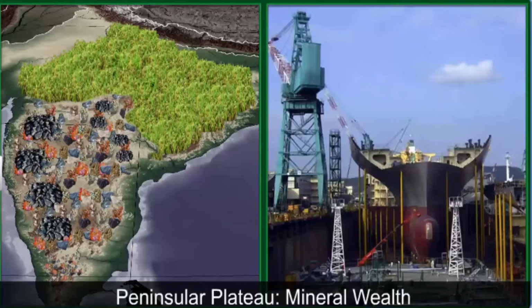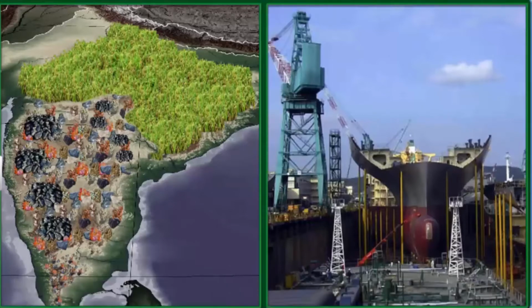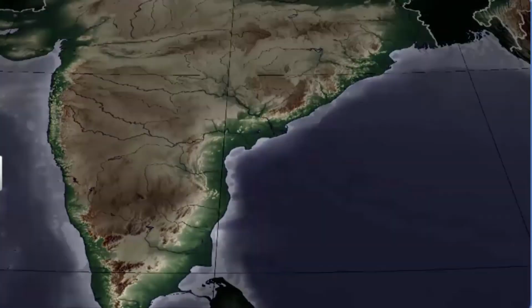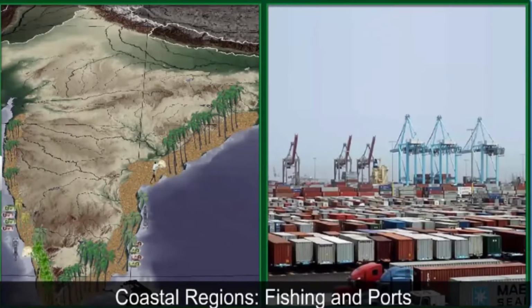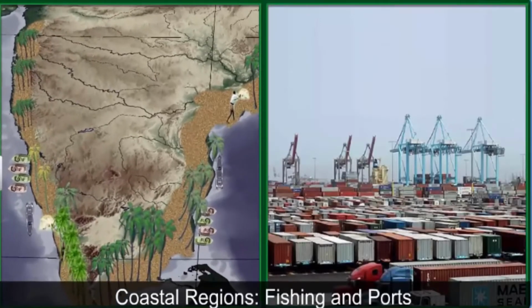And what about the coastal regions? India's fishing sites are located in the coastal regions. Port activities are also focused around these regions. Thus, the diverse physical features of the land have immense future possibilities of development.